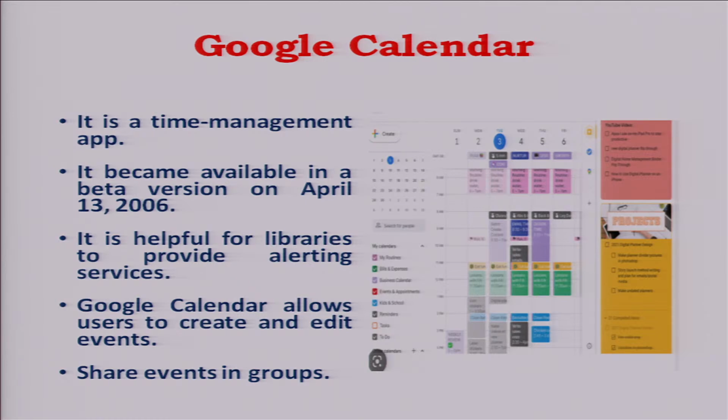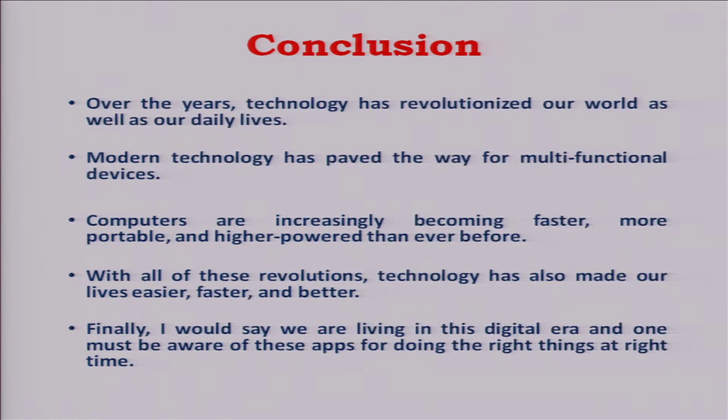Through this you can also get an alerting message that your meeting is going to be held after 5 minutes, or maybe day after tomorrow. An organization with various regional centers or study centers can also use this Google Calendar. If they have different types of meetings or different types of classes, they can use it. It will be helpful for them, and for libraries as well, for providing alerting services to their users. So now come to the conclusion.